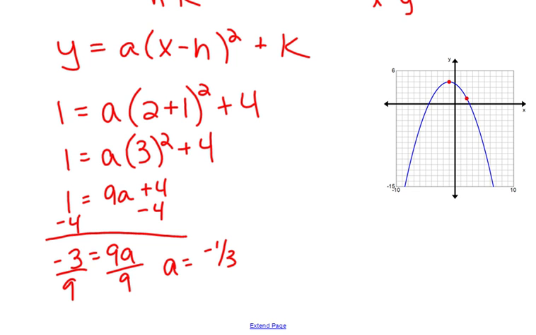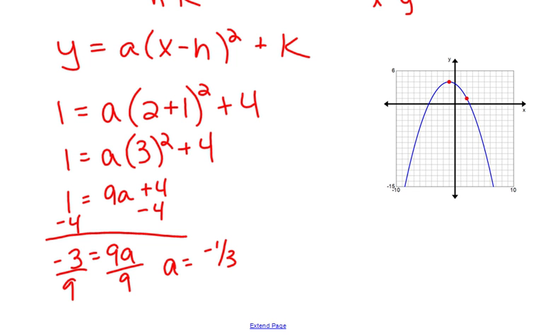Now I knew a was negative because my parabola was going down. Did you know it was a fraction? I would argue that you should have, because this is a little bit of a wider parabola than the norm. So you maybe would have thought it could have been some fraction. Not a super small one, but negative 1/3 makes sense when you look at this picture.